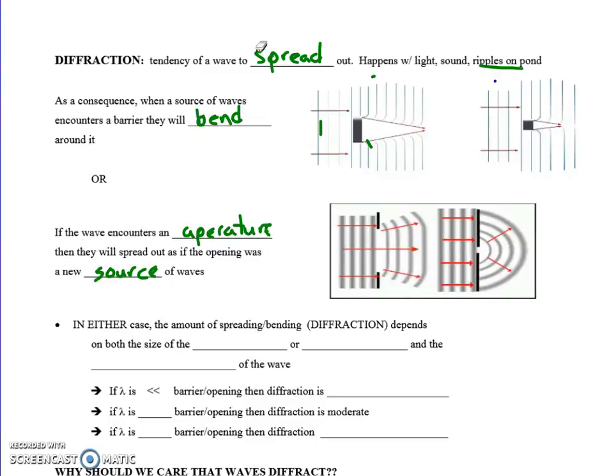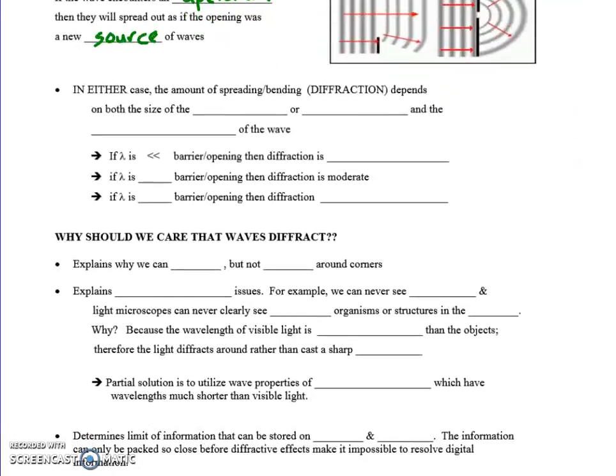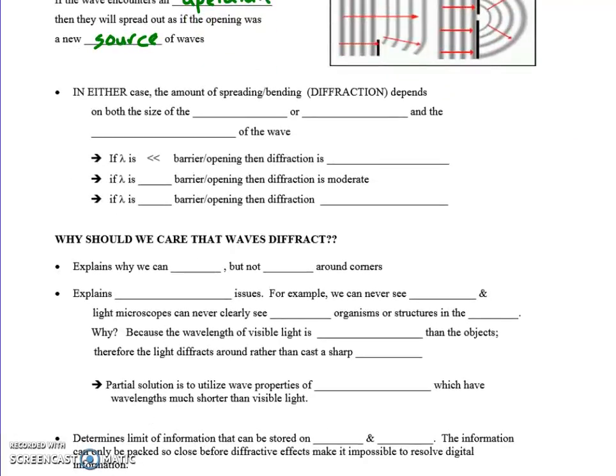So what are the criteria for the amount of diffraction? In either case, the amount of spreading or bending, i.e. diffraction, depends on two things. A, the size of the barrier or aperture, depending on the situation, and a certain property of the wave. If you haven't figured out by now from the diagrams, it is the wavelength, and the wavelength only, not the amplitude, not the velocity.